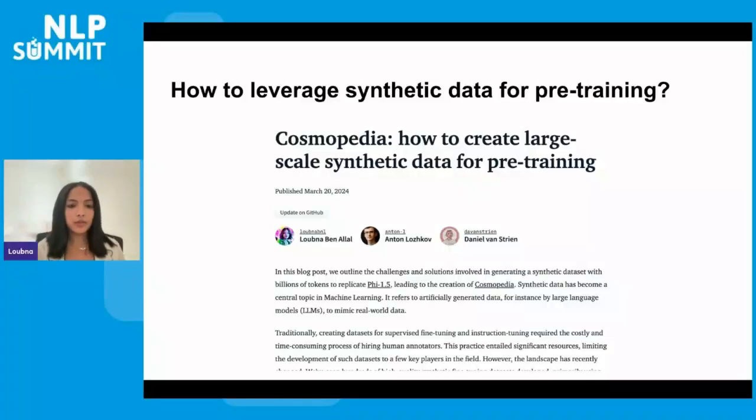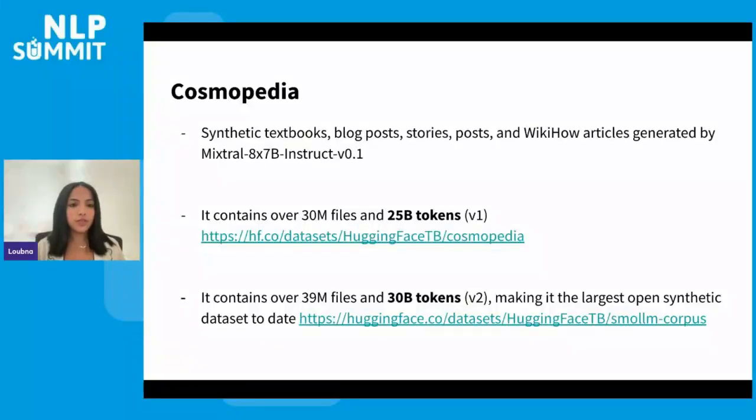So, for example, in this blog post that we released back in March with a dataset called Cosmopedia, we tried to demystify what it takes to build a synthetic dataset for pre-training. And you can go there and see how we build this dataset from scratch. So what does Cosmopedia have?